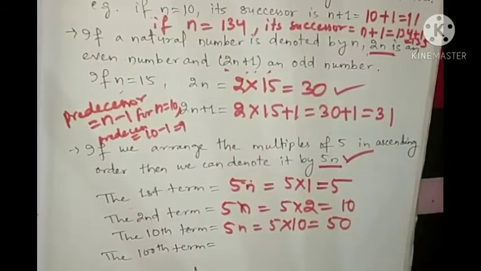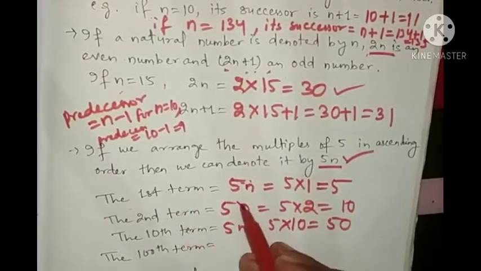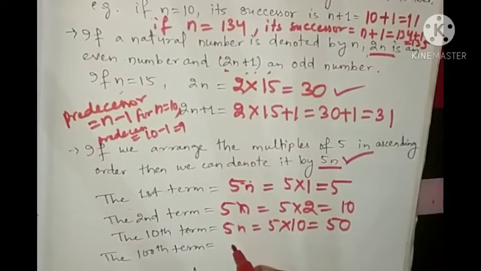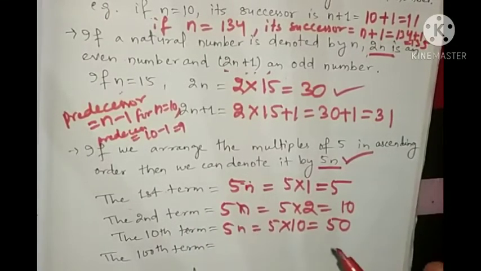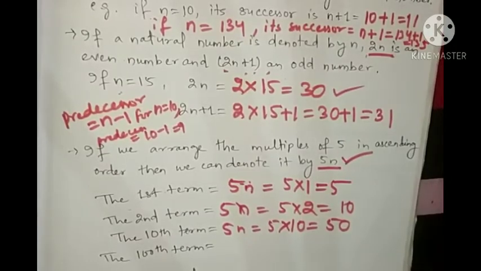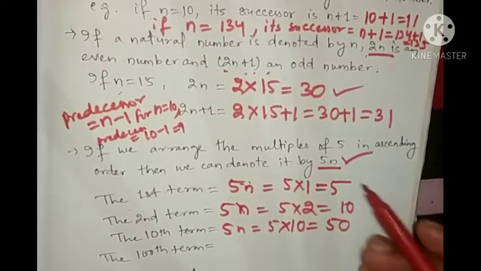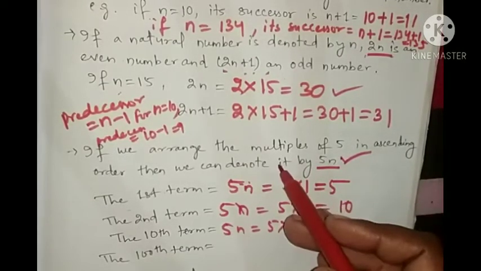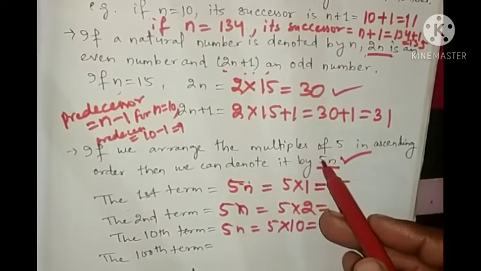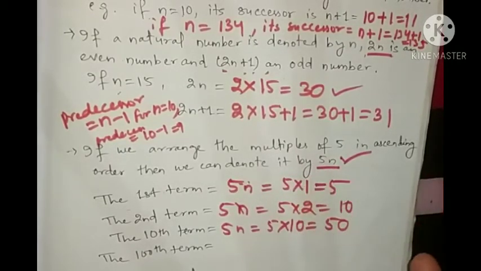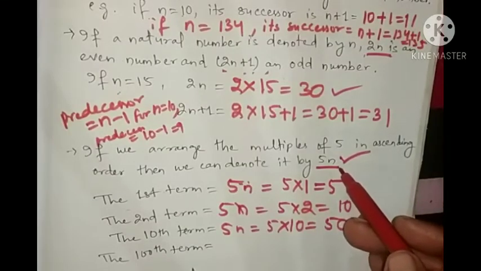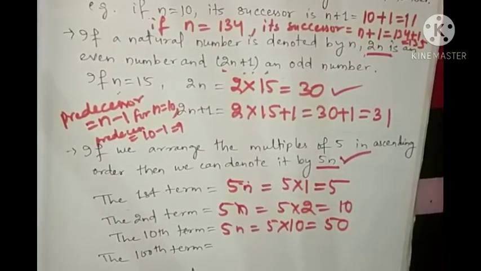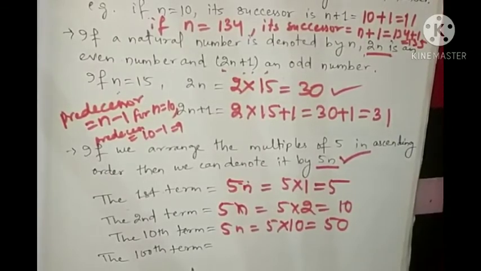Like that you can find any term: first term, second term, 11th term. For the 11th term, in n you will put 11. 5 into 11 equals 55. Like this, we can find the first term, second term, third term using this rule 5n. So this is the rule for number patterns, and the next number we can find out.